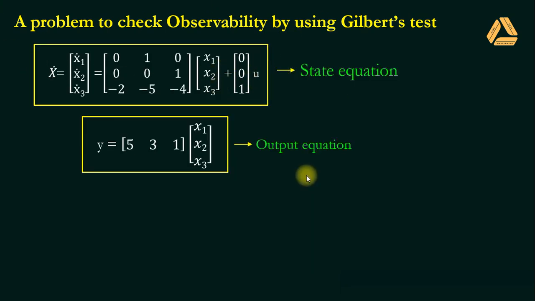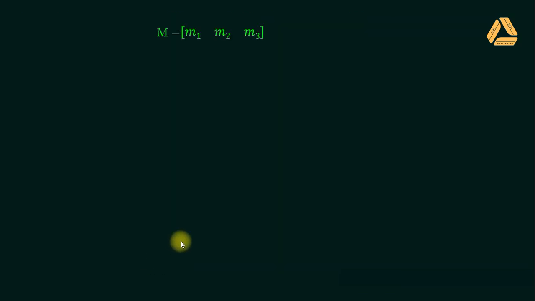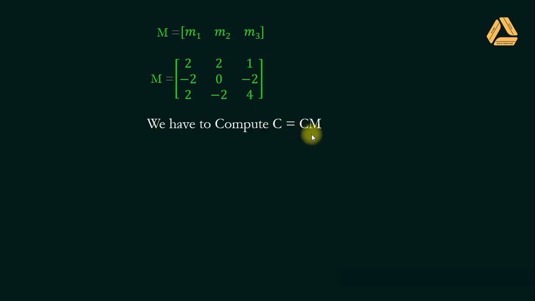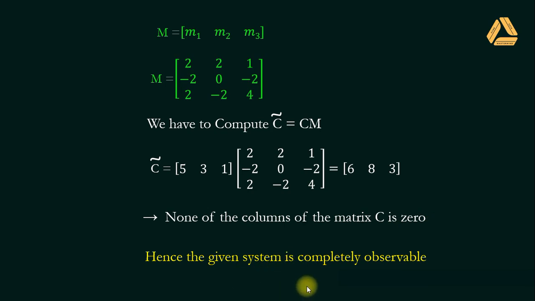Just taking the same state equation and output equation, A, B, C, with D equal to 0, and forming the modal matrix which is given by this one. I found this in the previous problem, in the controllability session. So we have to compute the C vector, which is equal to CM. Substituting directly the C and the modal matrix M, we get the answer 683, which is not equal to 0. So none of the columns of the matrix CM is 0. Hence you can say that the given system is completely observable.